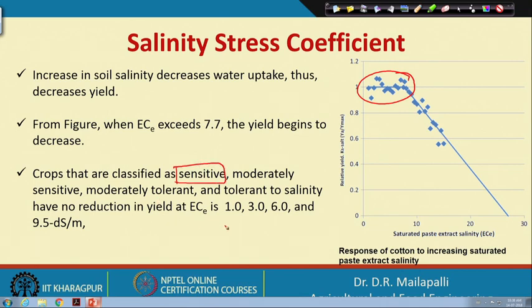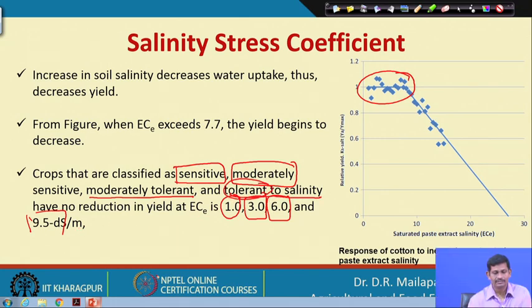The sensitive crops generally tolerate up to 1.0 ECe; the yield is not going to decrease. In the case of moderately sensitive crops, up to 3 decisiemens per meter of soil salinity the yield is not going to decrease, and up to 6 decisiemens per meter in the case of moderately tolerant crops. Up to 9.5 decisiemens per meter are the tolerant crops, the crops tolerant to salinity. Okay.